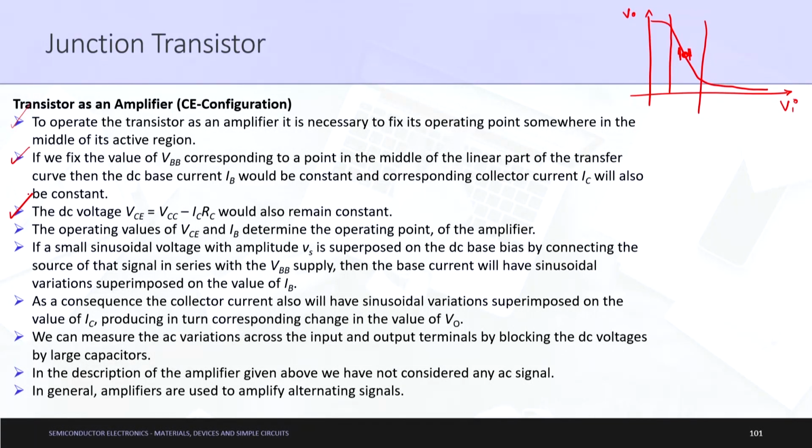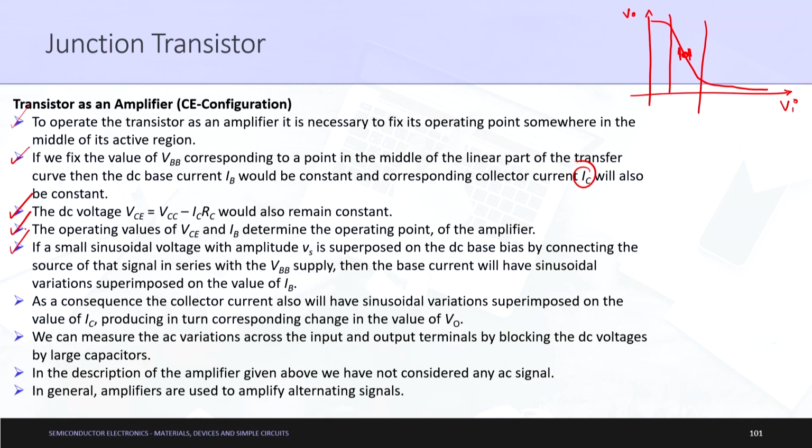Hence, the DC voltage VCE, which was explained using Kirchhoff's rule, is VCC minus ICRC, and will also remain constant. Why? Because VCC is the output EMF, which will not change. As IB is constant, IC will also be constant, and RC is constant. So, we can directly say that the DC voltage would remain constant. Now, the operating values of VCE and IB determine the operating point of the amplifier.